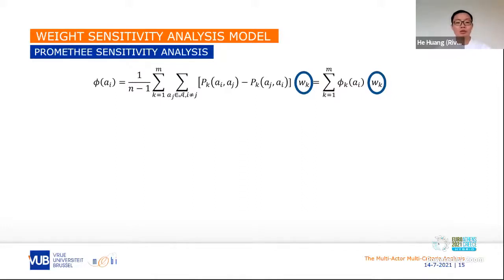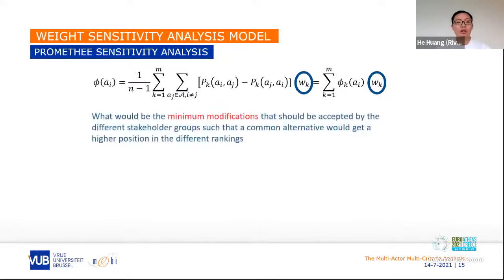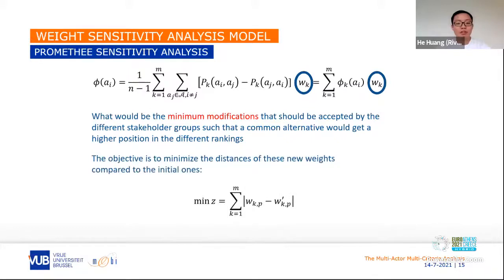To consider multiple weights of criteria at one time, the problem for reaching a consensus in MUMKA can be formulated as: what would be the minimum modification that should be accepted by the different stakeholder groups such that a common alternative would get a higher position in the different rankings. The objective is to minimize the modification of these new weights compared to the initial ones, which we call the weight distance set. It can be applied in the MUMKA methodology to offer a consensus between different stakeholder groups by taking an inverse optimization point of view.